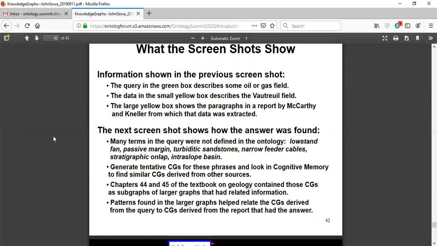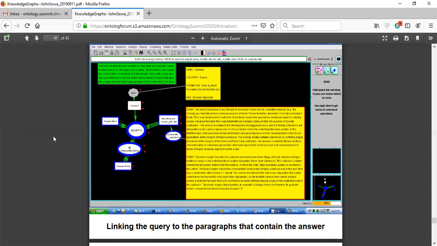What it did is it would link the query to paragraphs from these various documents that contain the answer, and it showed that here on this diagram. Let's see, what is the number that doesn't have the number there? Okay, it's number 41, slide 41.